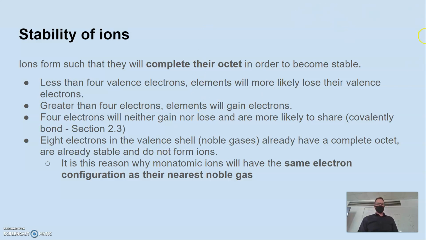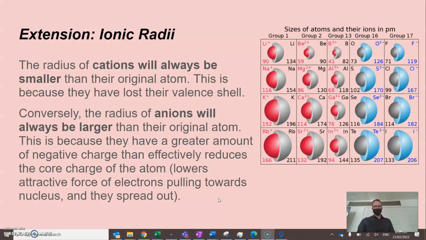Pause that. As you can see, you're all madly typing along. I mentioned this idea, so a bit of extension if we're wanting to look at ionic radii. So particularly if you're going into the IB next year and wanting to do chemistry, ionic radii is something that we explore. So we can see that the ionic radii of cations is much smaller, and the ionic radii of anions is much larger than the original atom.